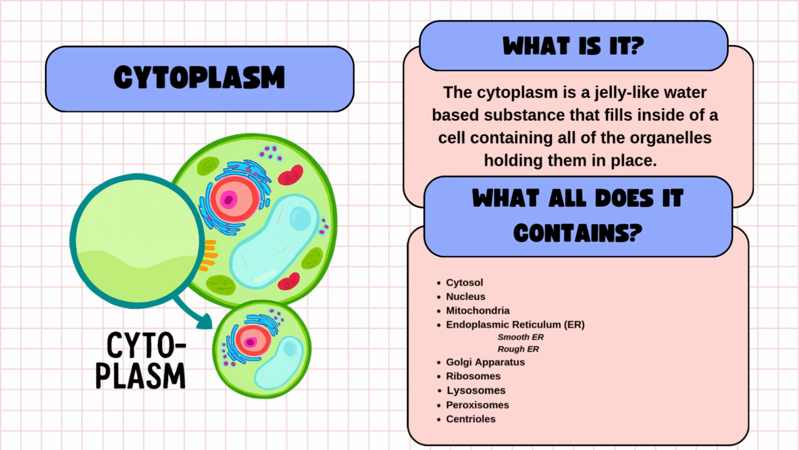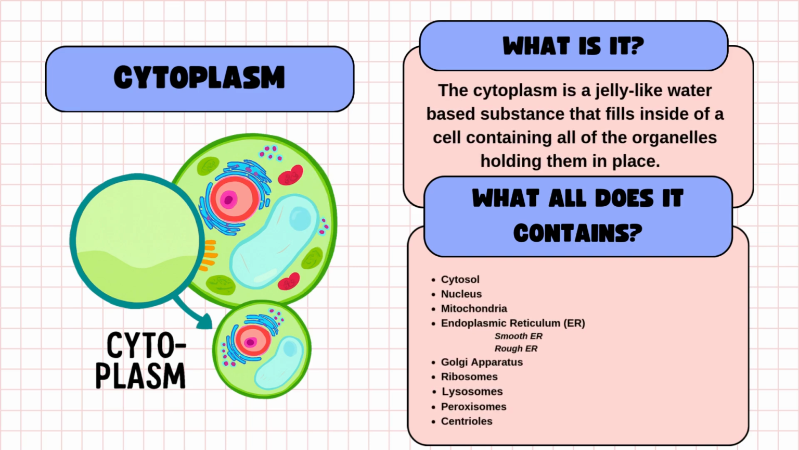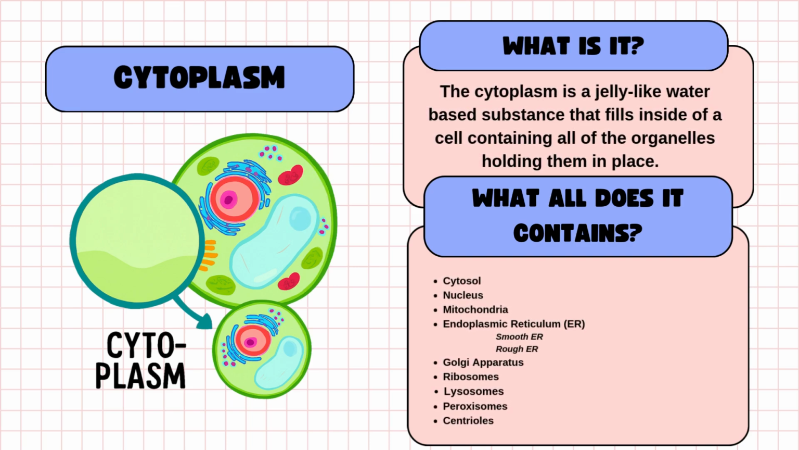Next, we have the cytoplasm. This is a jelly-like, water-based substance that's inside of a cell. It contains all of the organelles and holds them in place. Here's a list of everything that's within the cytoplasm. We will be walking through them later on in this presentation.